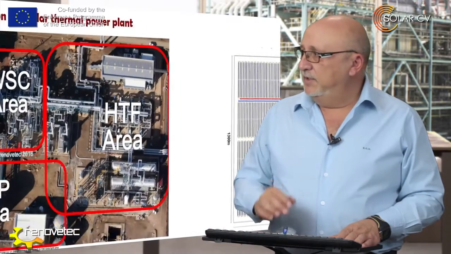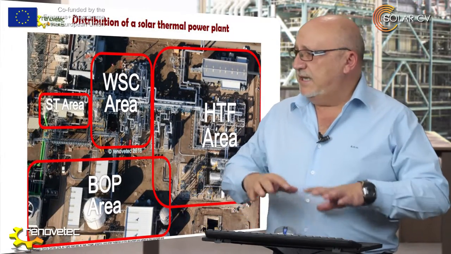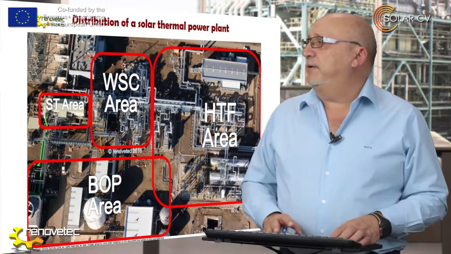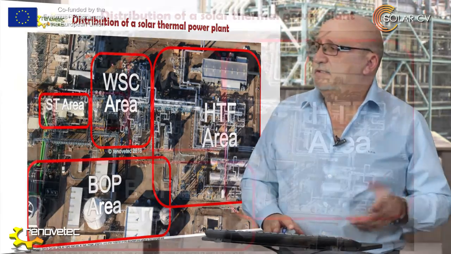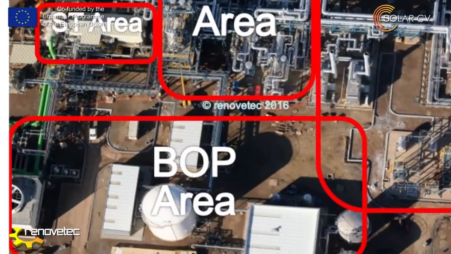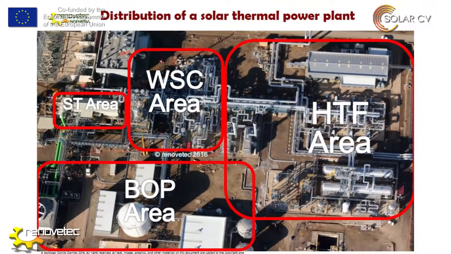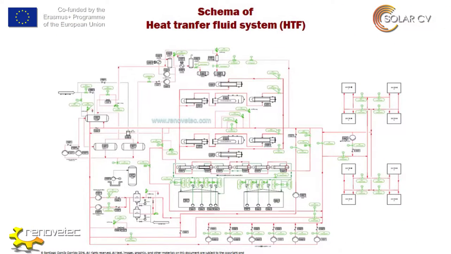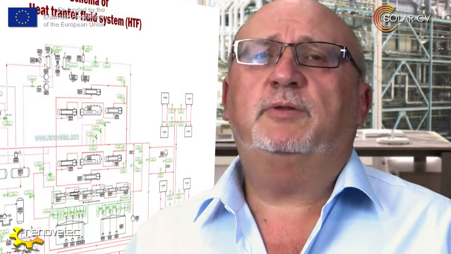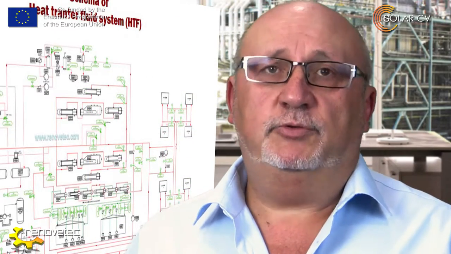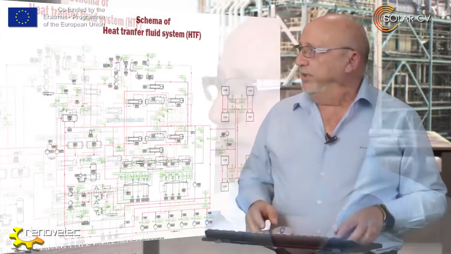Inside the power block, we have different areas: the water steam cycle area, the steam turbine area, the BOP area, the HTF area. Each one has all the equipment that makes up each of these systems. The HTF system is composed of all the equipment that we need to pump, to increase the pressure, to store, and to manage the HTF, the heat transfer fluid.